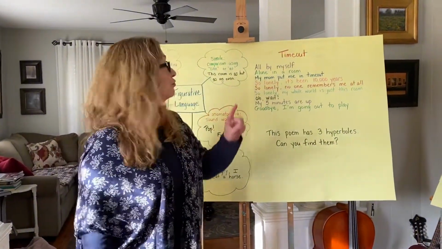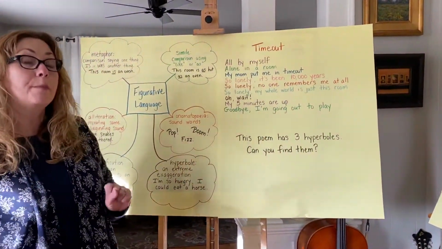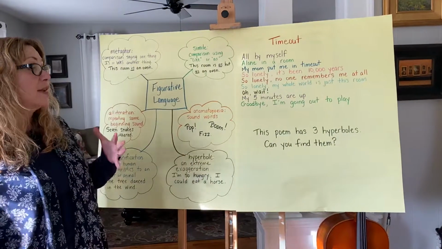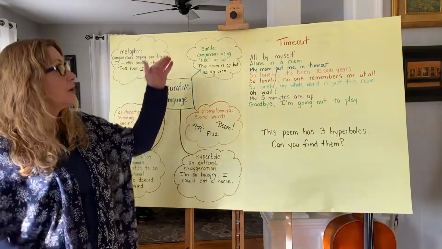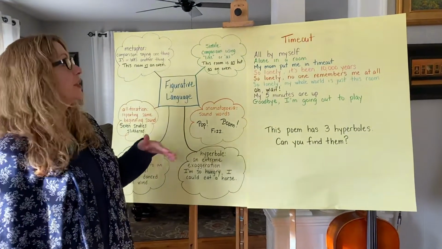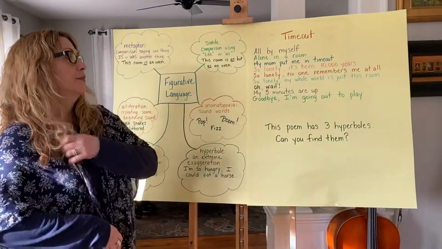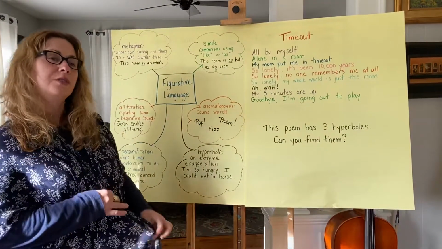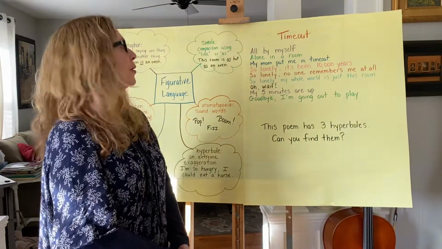I'd like you to look at this poem called Time Out. This poem has 3 hyperboles in it, and I'm wondering if you could find them. I'm going to read the poem once, and then the second time I read it, I'll maybe pause and give you a clue as to where the hyperboles are. But anyway, I think you'll like this poem.